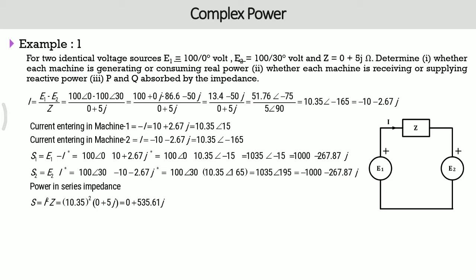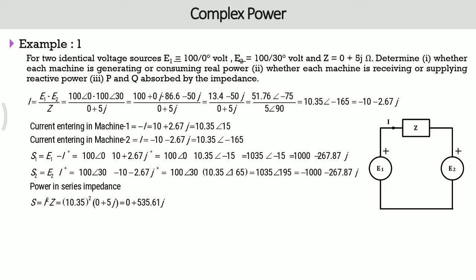minus 267.87 j. Then find S2 in the same way, but here the formula is E2 I conjugate, because the current entering machine 2 is I. So we got this current. Both the currents are the same, but the polarity of the real part is different, while the polarity of the reactive power is the same in both S1 and S2.